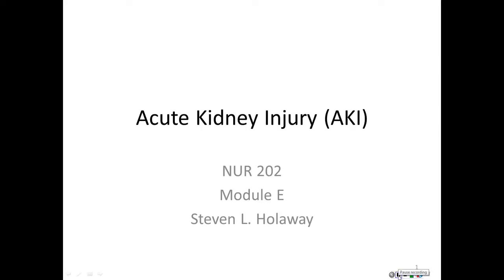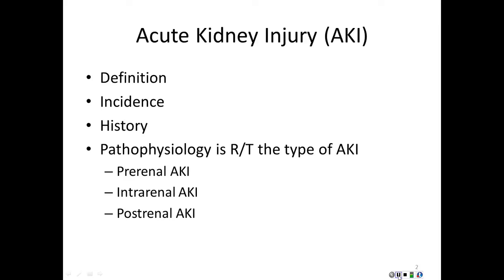Today we'll be discussing Nursing 202, Module E, Acute Kidney Injury. Acute kidney injury, which used to be known as acute kidney failure, is a rapid decrease in kidney function leading to the collection of metabolic waste in the body. Now, AKI, or acute kidney injury, can result from three different pathologies, as we'll look at: pre-renal, intrarenal, and post-renal. And we'll look at these in depth as we progress through this lecture.